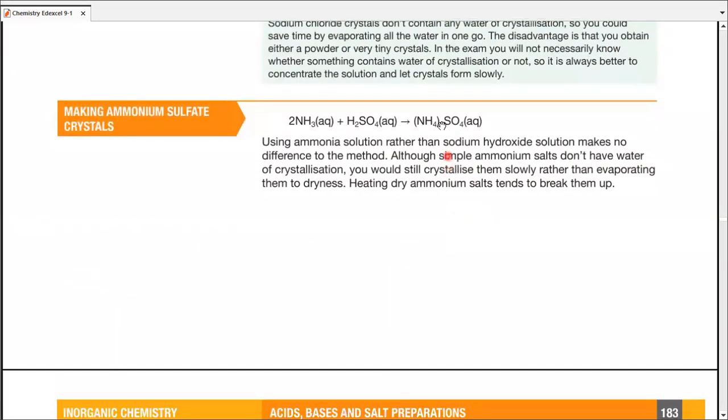Making ammonium sulfate crystals, as the name suggests, sulfate means you're about to use sulfuric acid, ammonium means you're about to use ammonia solution. So again, you can go for this. Now, using ammonia solution rather than sodium hydroxide does not bring a difference to this method. Although simple ammonium salts do not have water of crystallization, you would still crystallize them slowly rather than evaporating them to dryness.